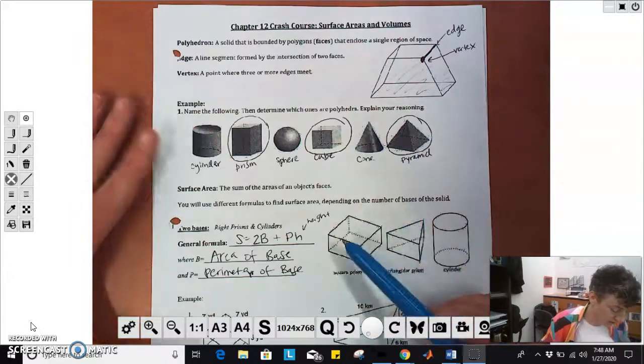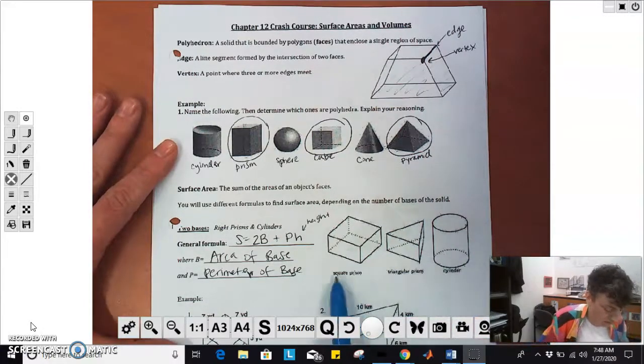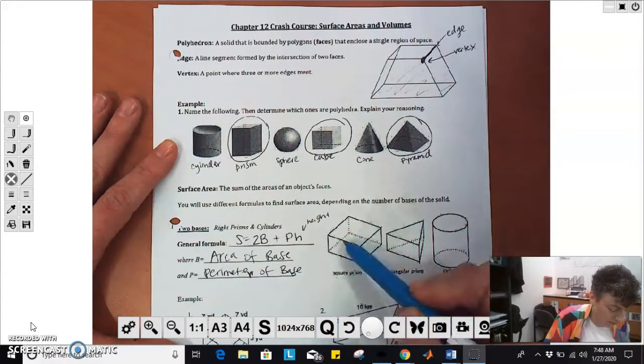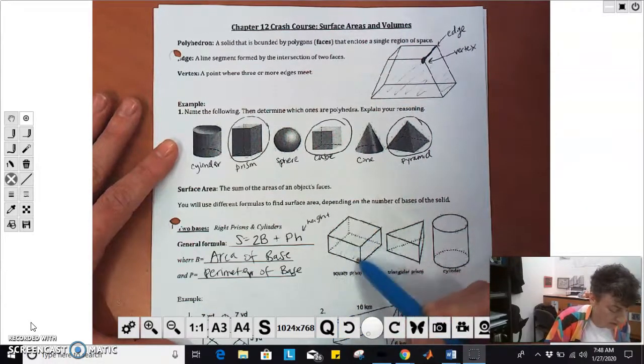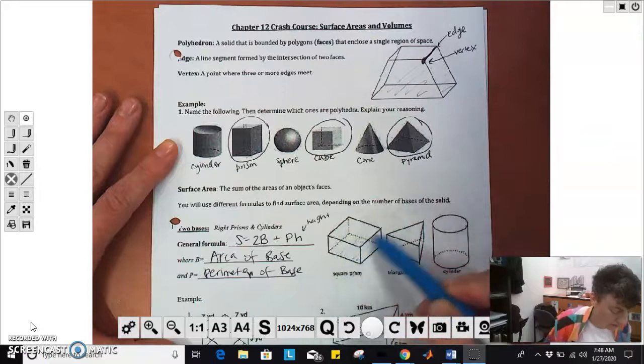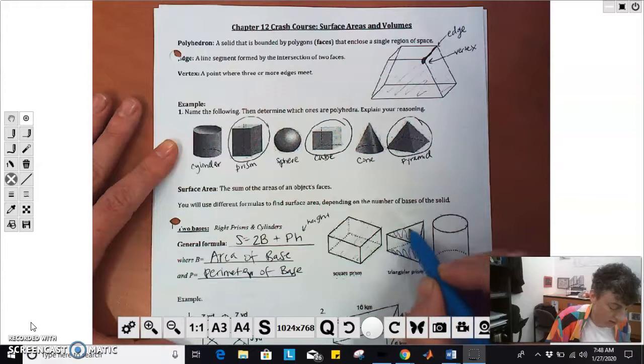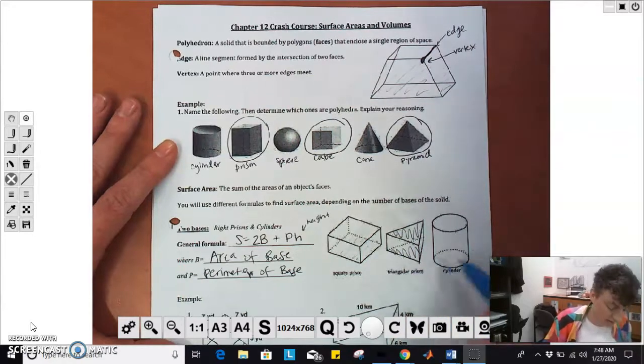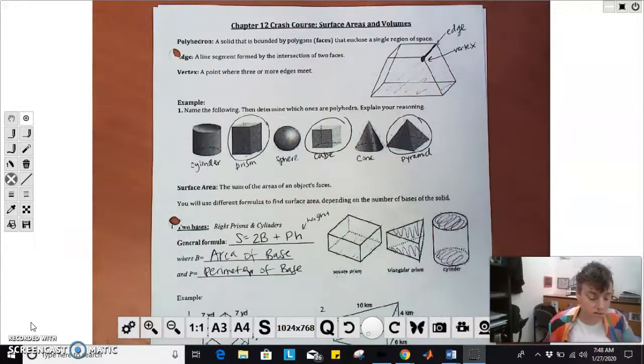The bases of these are the names of the prisms. So that's a square prism, meaning the base is a square. And it's got two of those bases. Triangular prism has a base that is a triangle. And it's got two of those. A cylinder has a base that's a circle. And it's got two of those.